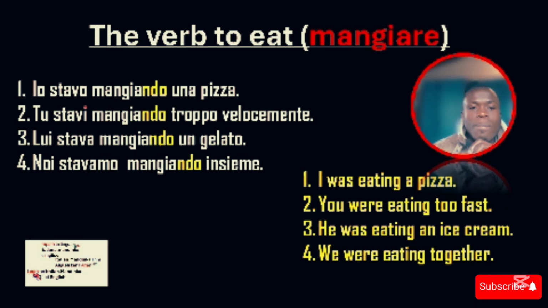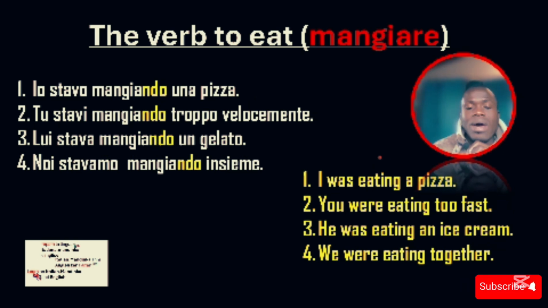Okay, so mangiare, this is the verb to eat. When you conjugate it in the present form, you will have mangiando, which means you have to drop the are and add ndo at the end of the verb, which means mangiando. Okay, so the first sentence we have is io stavo mangiando una pizza, which means I was eating a pizza.